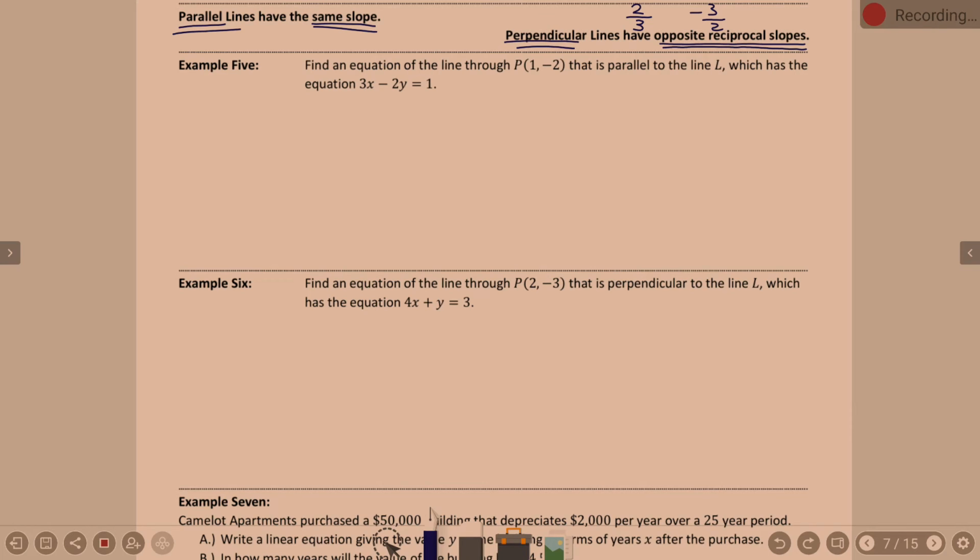Okay. Example 5. Find an equation of the line through point P, (1, -2), that is parallel to the line L, which has the equation 3x minus 2y equals 1. Okay. So we want a line that is parallel to the given line. What do you need to write the equation of a line?